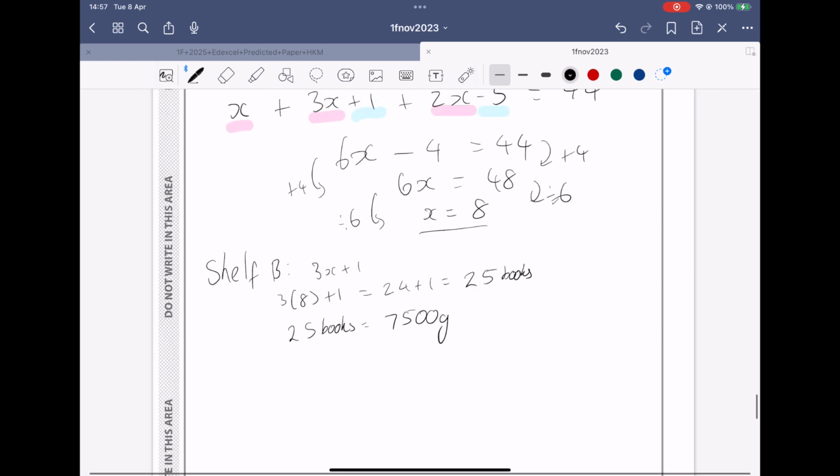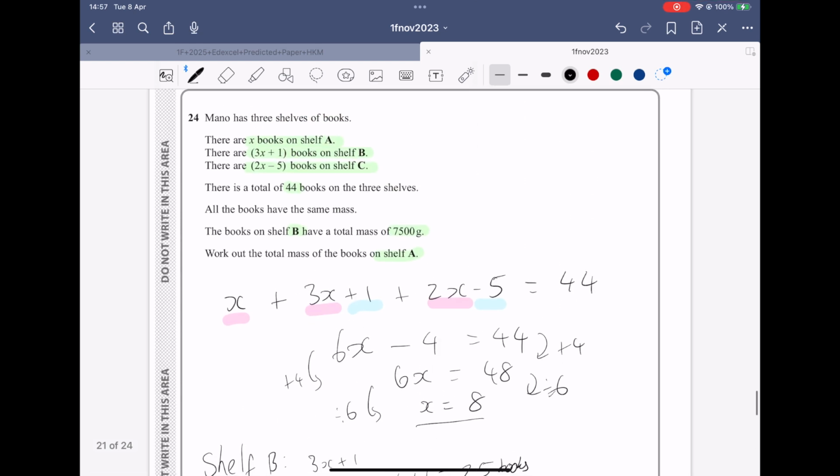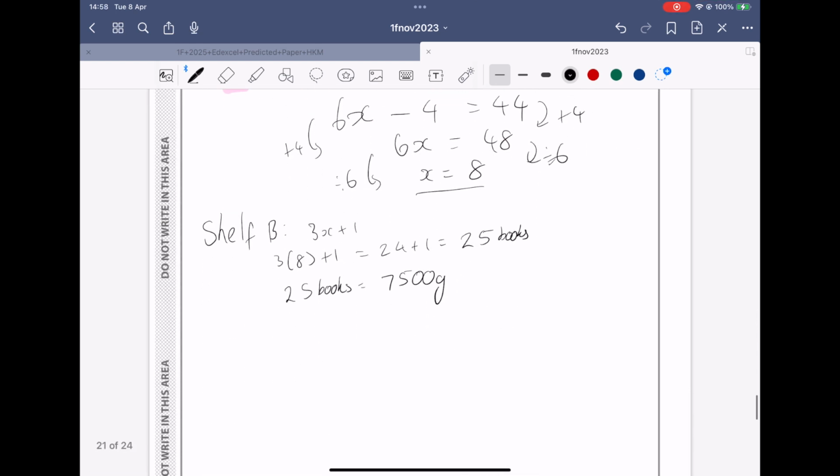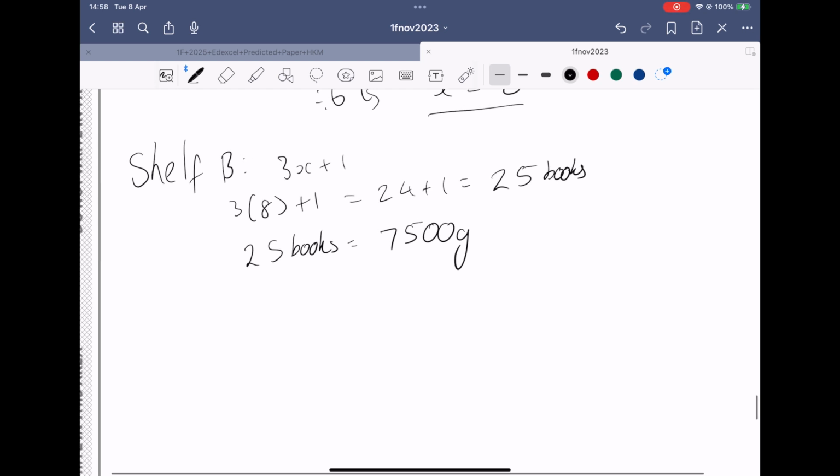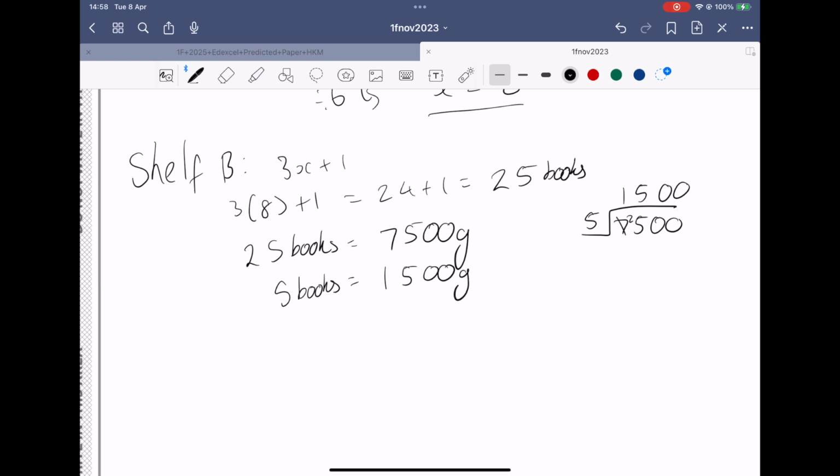Could we possibly work out how much one book weighs? That could be really helpful. So I'm thinking we divide them. You could divide by 25 in one go, but it's non-calculator, so let's give ourselves the benefit of the doubt. Let's divide them both by 5, to find out how much 5 books is. So 7,500 divided by 5 is 1,500 grams. Okay, and then let's find out how much one book is by dividing by 5 again. So 300.